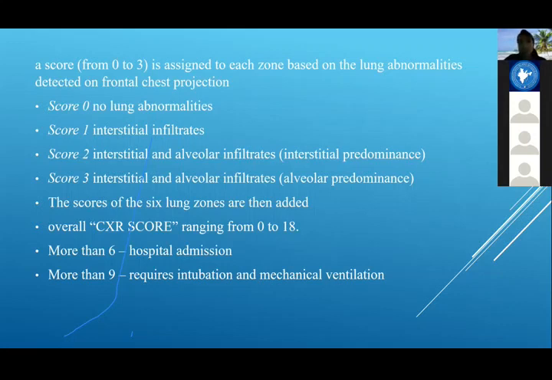So maximum of 3 into 6, so maximum score will be 18. So the chest X-ray score ranges from 0 to 18. And if it's more than 6, that is, if more than 1/3 of the lung is involved, the patient needs hospital admission. And if it's more than 50%, that is more than 9, the patient requires intubation and mechanical ventilation. That's the significance of the score.